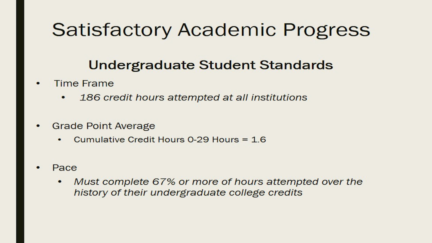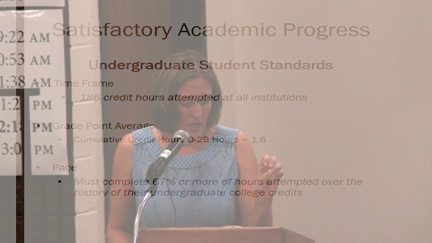The grade point average, most of the time, by the time they're in their senior year, has to be a 2.0. And their pace, they have to complete a 67% completion rate. So that means if they took 15 credits, they have to pass at least 12 to be eligible for financial aid the next semester. Now, they can go on warning. Some schools have a warning semester and they wouldn't have to appeal, but if they didn't meet it the next semester, then they would be on probation and they'd have to appeal.